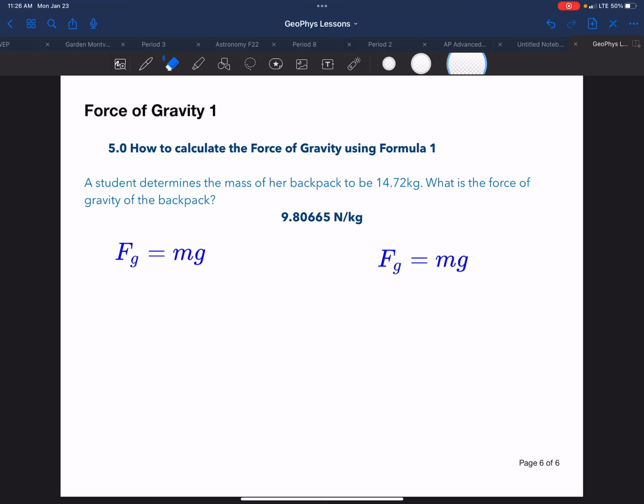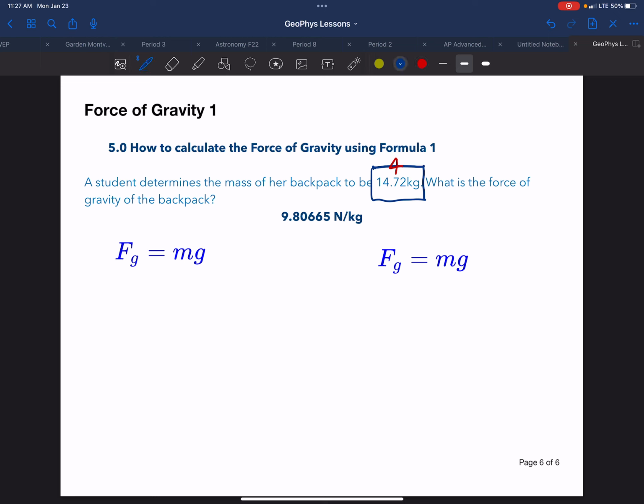How do we calculate the force of gravity using Formula 1? Well, we'll start with an example. We have a student. She determines the mass of her backpack is 14.72 kilograms, which we will notice has 4 digits in it. So what is the force of gravity?